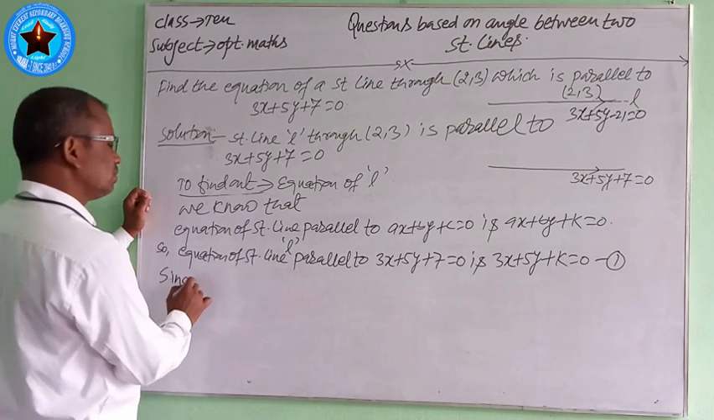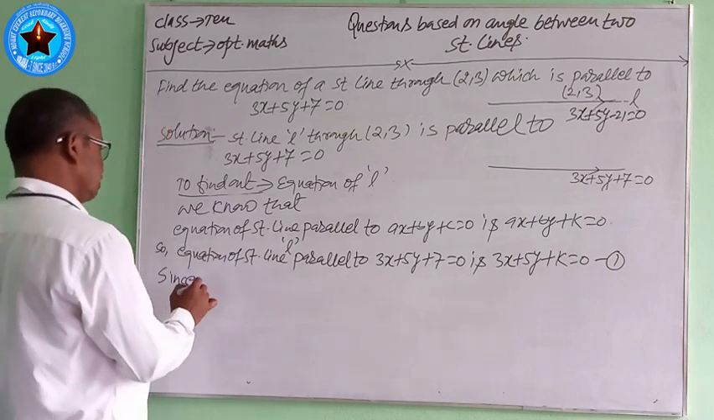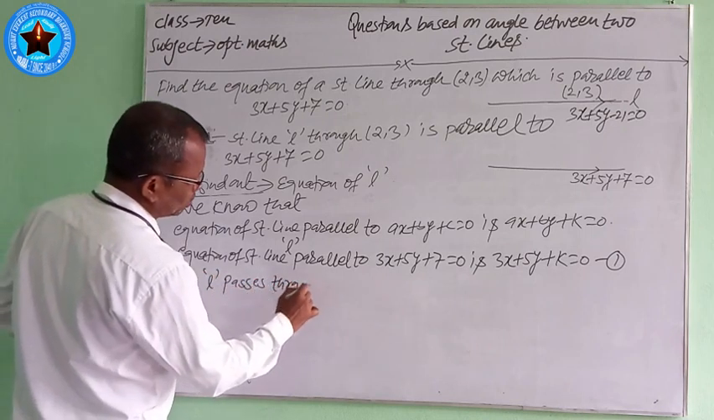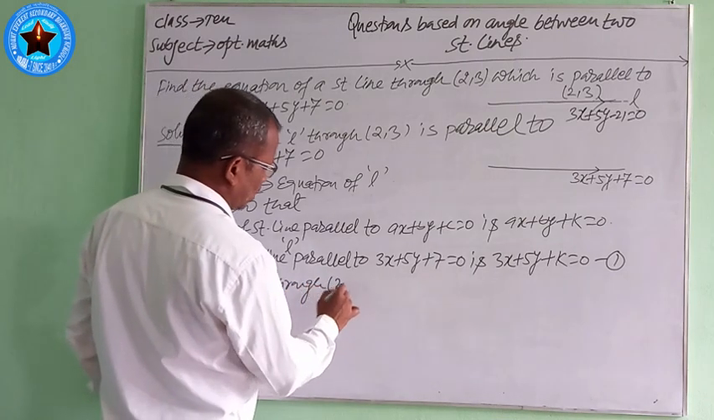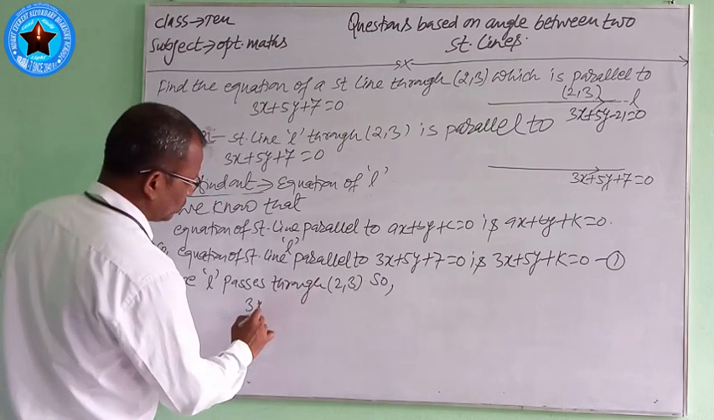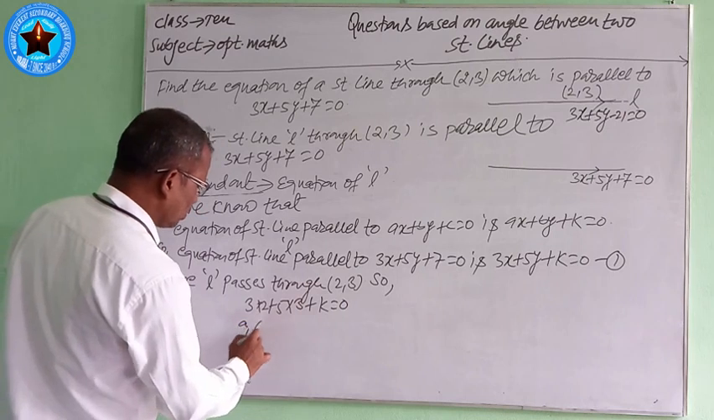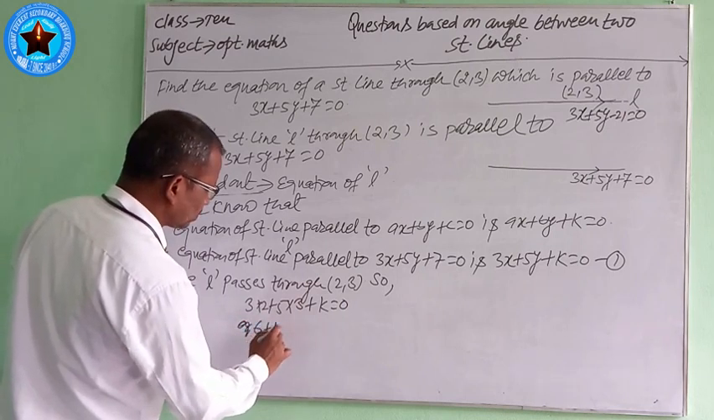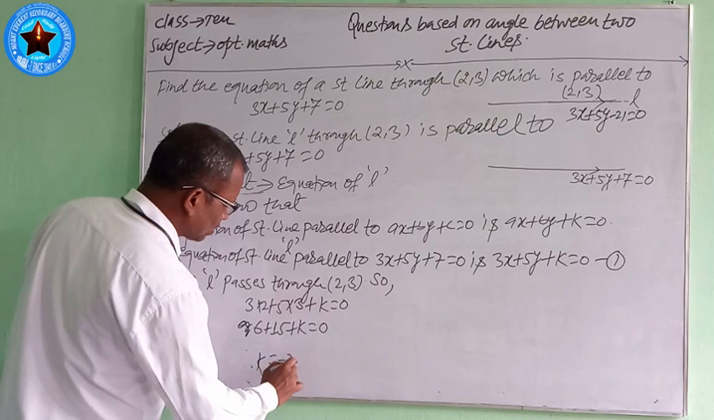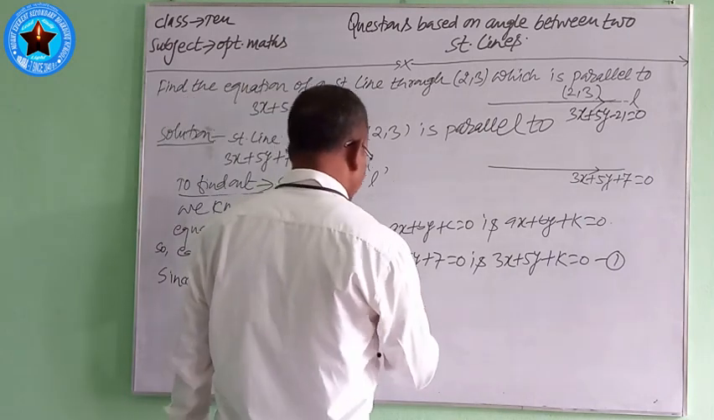Since L passes through 2, 3, so 3 into 2 plus 5 into 3 plus k equals 0, or 6 plus 15 plus k equals 0. Therefore k equals minus 21.